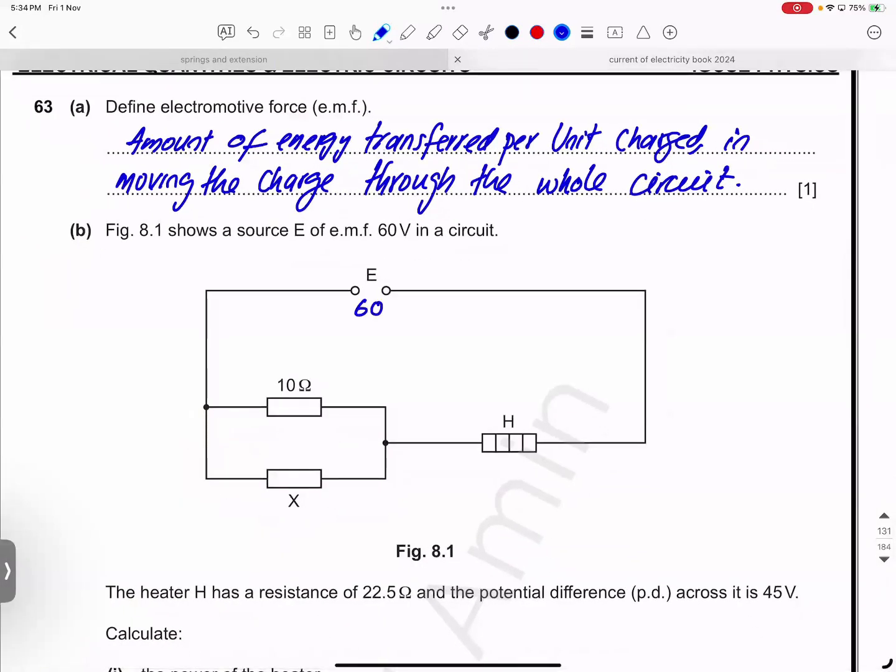Voltage of the battery is 60 volt, which is EMF. You can write it's converted from other forms into electrical. It's 1 mark, but if there is enough space, you can write them. Yes, per unit charge, in moving the charge.